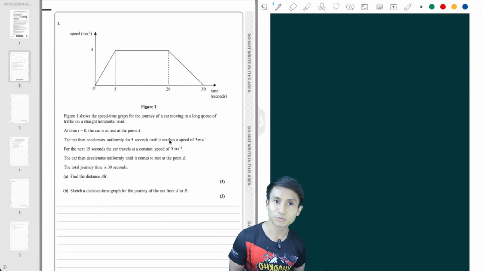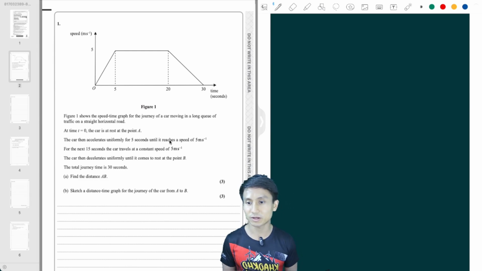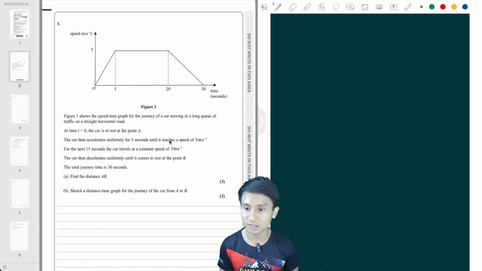Figure 1 shows the speed-time graph for the journey for a car moving in a long queue of traffic on the straight horizontal road. At time t equals 0, the car is at rest, as shown by the graph. The graph already speaks volumes about the information here, so we probably don't need to read all of that.